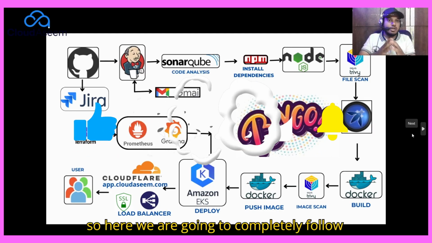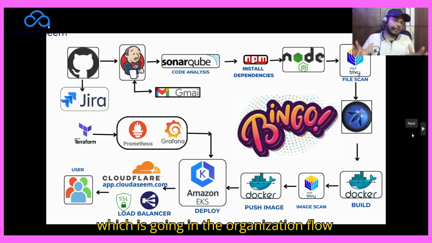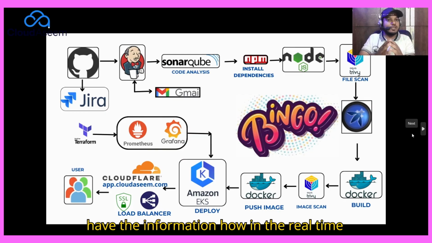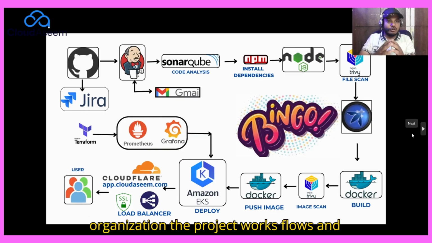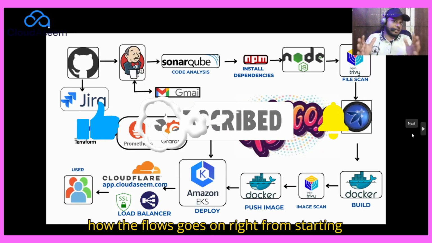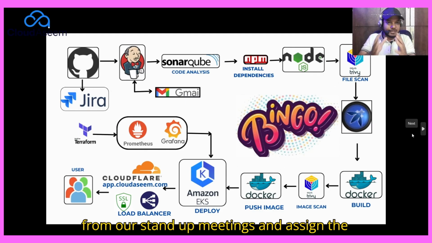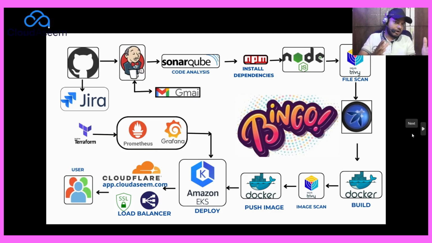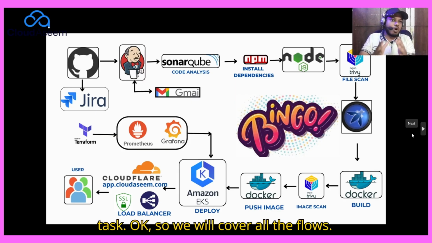Here we are going to completely follow the flow that goes on in an organization, right? The target audience is students who don't have information on how the project works in a real-time organization, the tasks assigned to DevOps engineers, and how the flow goes on, starting from stand-up meetings and assigning the ticket from Jira to completion of your task. So we will cover all the flows.